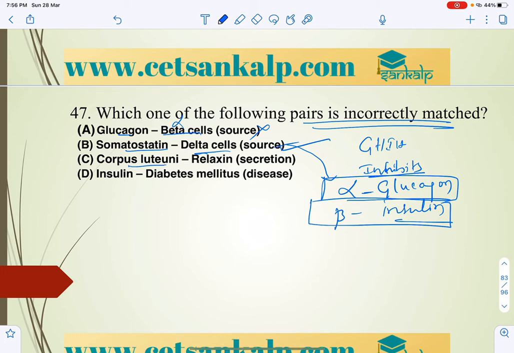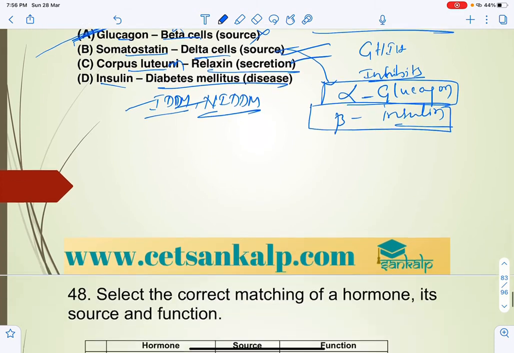Corpus luteum, that is the relaxin hormone, right? And insulin, diabetes mellitus. So IDDM, insulin dependent diabetes mellitus, and NIDDM, non-insulin dependent diabetes mellitus. So this we can say. So the wrong answer is A.